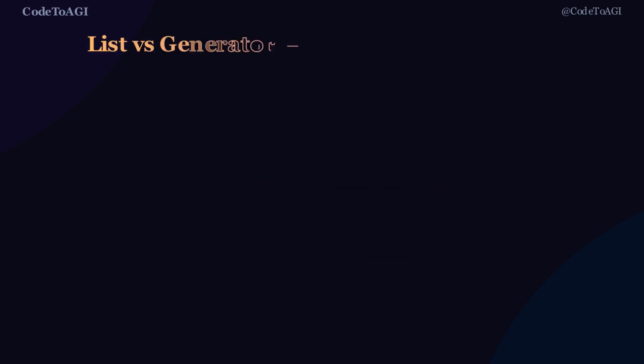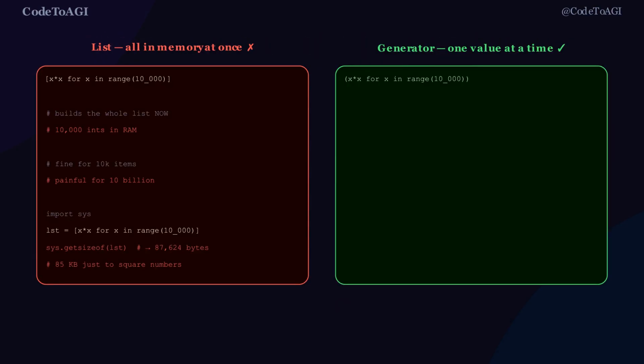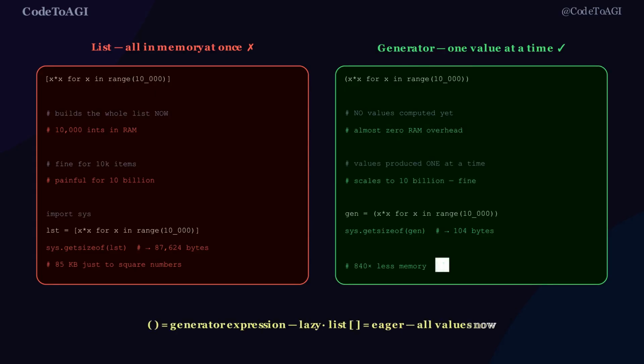Let's go. The single most important difference between a list and a generator is when the values are computed. Look at the two panels. On the left, a list comprehension. Square brackets evaluate every element right now, store them all in memory simultaneously, and return the whole list. For 10,000 elements, that is 87,000 bytes.